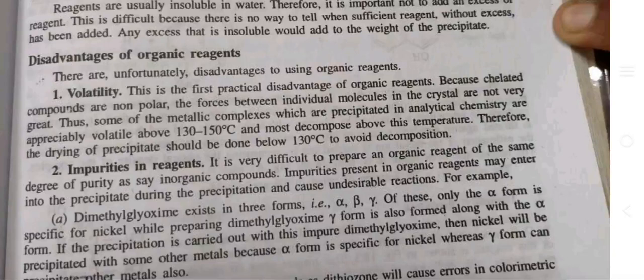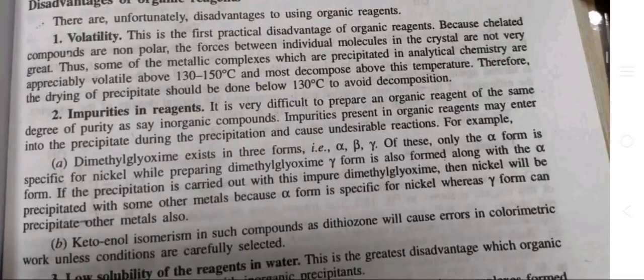Volatility. This is the first practical disadvantage of organic reagents because chelated compounds are non-polar. The forces between individual molecules in the crystal are not very great. Thus, some of the metallic complexes which are precipitated in analytical chemistry are appreciably volatile above 130 to 150 degrees Celsius and most decompose above this temperature. Therefore, the drying of precipitate should be done below 130 degrees Celsius to avoid decomposition.